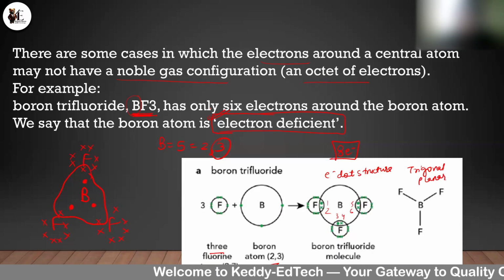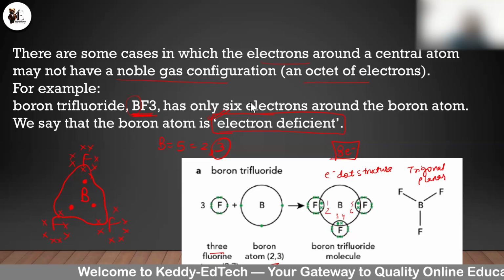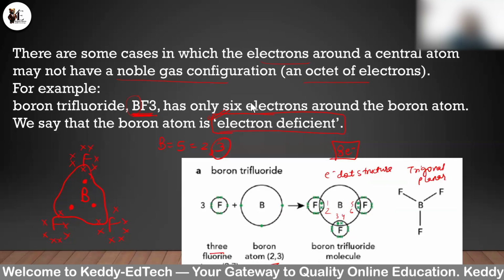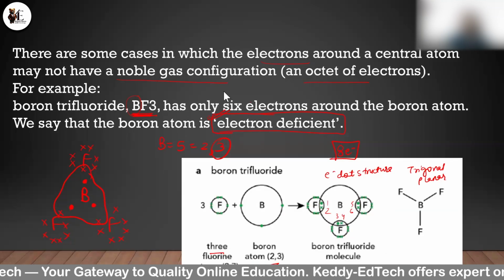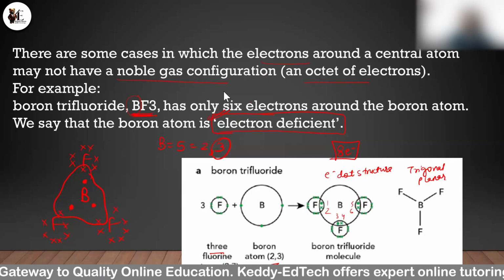Yes. Draw this. Then we will study expanded octet: examples of compounds which have more than 8 electrons in their valence shell.